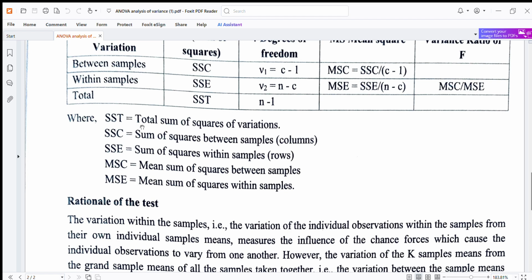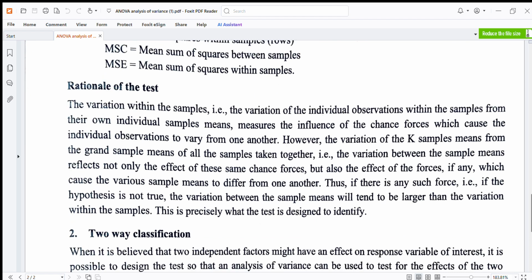SST, total sum of squares of variations. SSC, sum of squares between samples, columns. SSE, sum of squares within samples, rows. MSC, mean sum of squares between samples. MSE, mean sum of squares within samples.